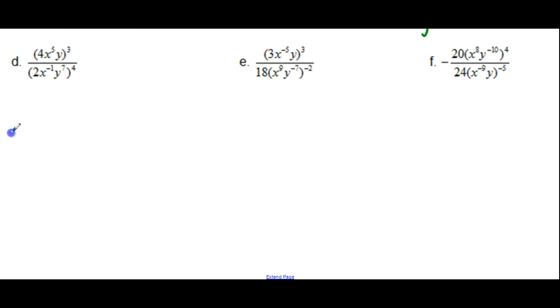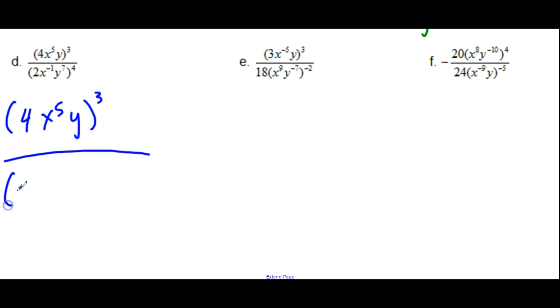We're going to split this up. 4x^5y^3. I'm just going to write it bigger just so you guys can see what's going on. 2x^-1y^7 to the 4th, right? What exponent do we have on the 4? A 1, right? Please don't forget that. This exponent is on the outside, so we're going to distribute it to everything inside.